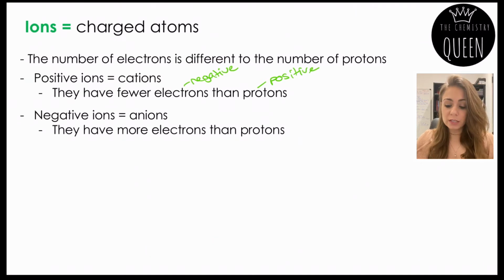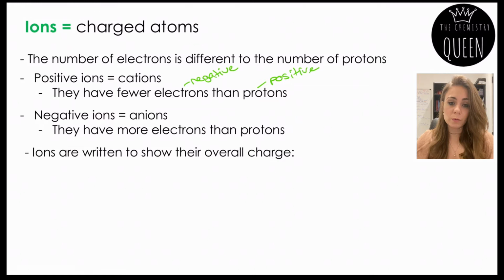Now, ions are written to show their overall charge. So we write the chemical symbol of the ion and we write the charge next to it. And we'll have a look at some examples now.